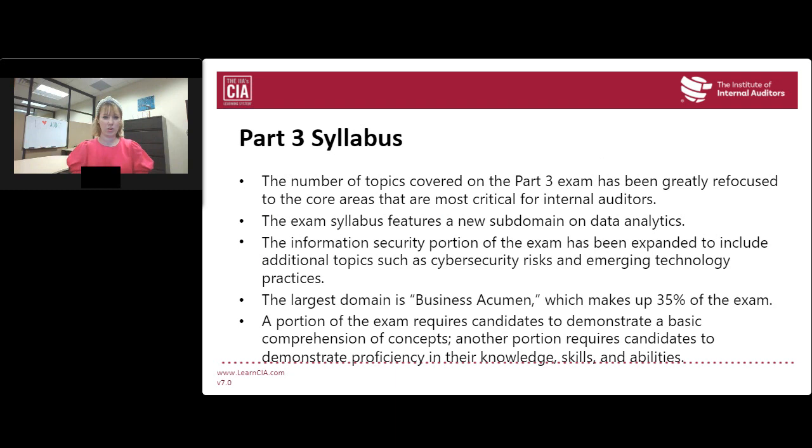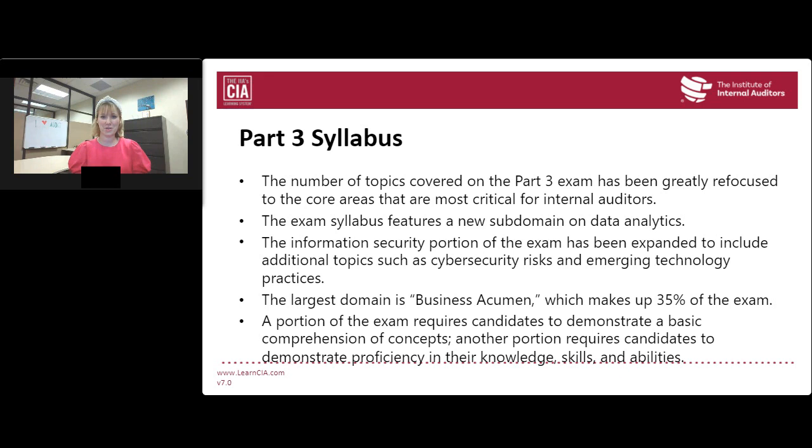In our Part 3 syllabus, the number of topics has been greatly refocused to the core areas that are most critical for internal auditors. When I sat for the exam probably 12 or 13 years ago, not all auditors were expected to be IT auditors or information security auditors. Whereas now, even though we definitely still have those auditors who are experts in that area, that's what they focus in, every auditor needs to have a basic understanding of core information security and information technology, or IT, principles. We don't have any auditors anymore who just focus on manual processes, or very few.